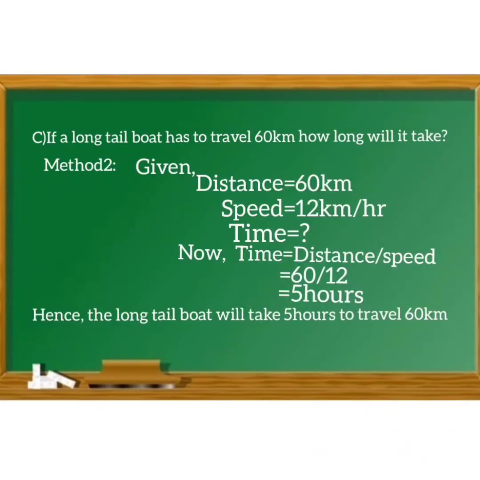Method 2. In this question, given that distance equal to 60 km, speed is equal to 12 km per hour. Time. We have to find time. Now we can use that formula. Time is equal to distance upon speed. So 60 divide 12, that is 5 hours. Hence the long tail boat will take 5 hours to travel 60 kilometer.